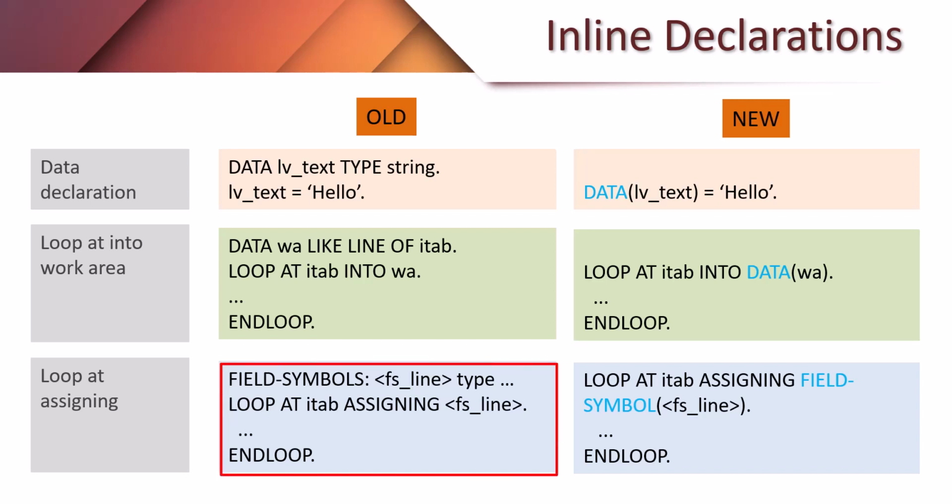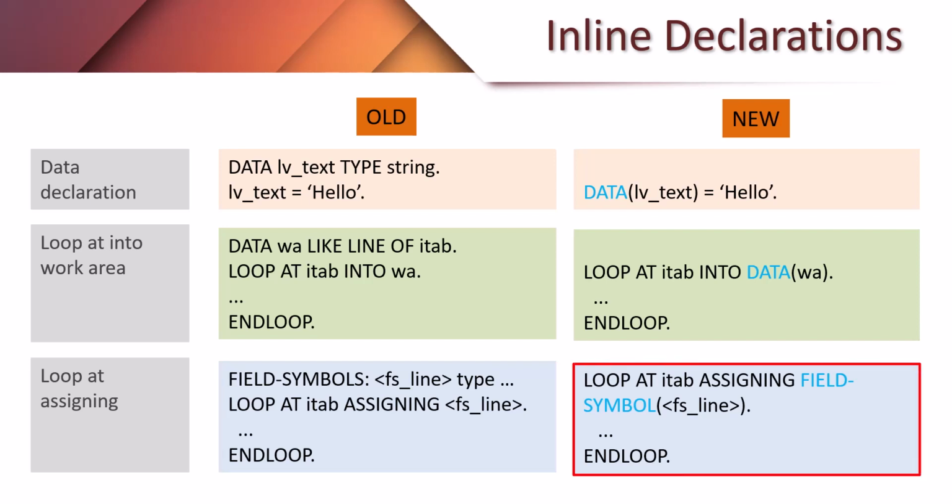The same applies to field symbols. As you can see here, we have declared the field symbol fs_line explicitly, and then we are using it in the loop. But with the new syntax, you don't need to explicitly declare the field symbol fs_line. You can use it directly in your LOOP statement like this.